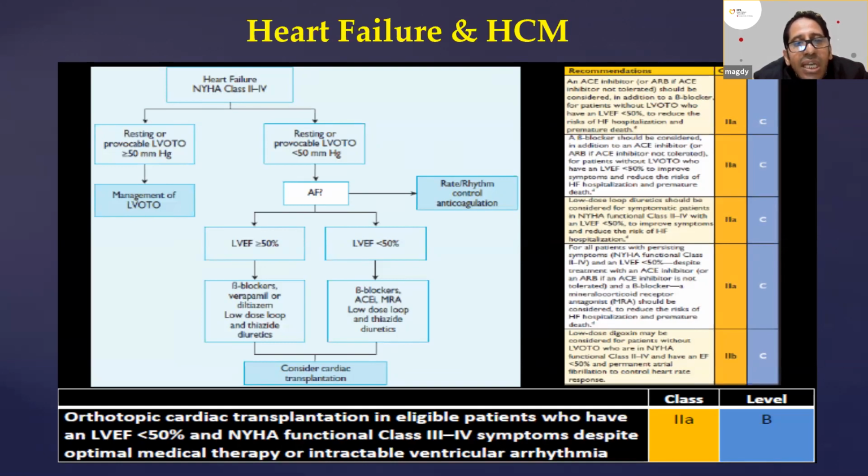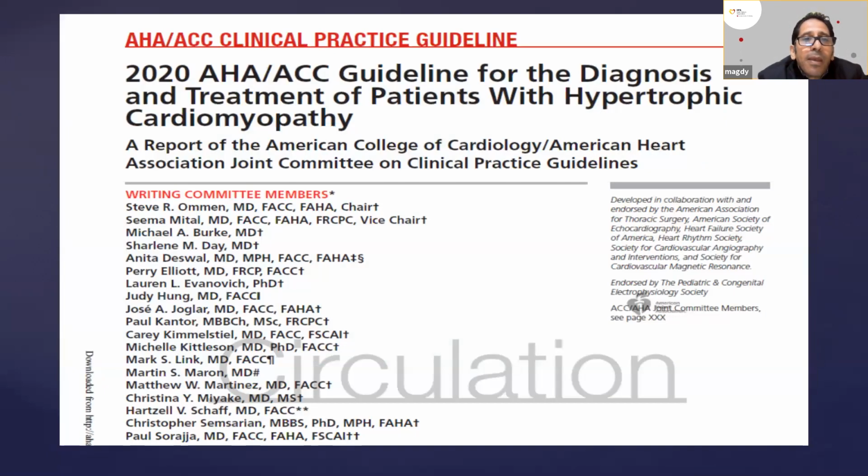And if the ejection fraction is more than 50%, beta blockers, verapamil or diltiazem, and low-dose loop diuretics are recommended. But if the ejection fraction is less than 50%, beta blocker, ACE inhibitor, and MRA, the same treatment for HFrEF patients, should be given. Transplantation is indicated in eligible patients who have an EF less than 50% in NYHA class 3 to 4 despite optimal medical therapy, or intractable ventricular arrhythmias, and this is a class 2A recommendation.